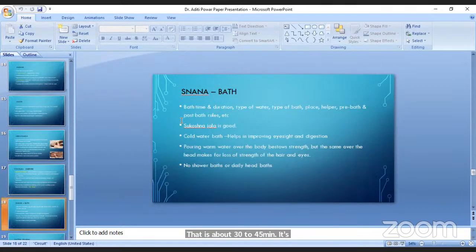Snana, bath. Bathing time, duration, type of water, type of bath place, pre-bath and post-bath rules should be explained to the children. Sukoshna jala is advised. Children should avoid regular head baths. A cold water bath helps in improving eyesight and digestion. Pouring warm water over the body bestows strength, but the same over the head causes loss of strength of hair and eyes.